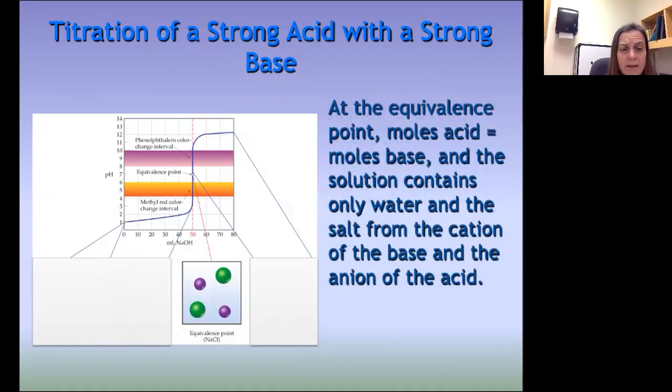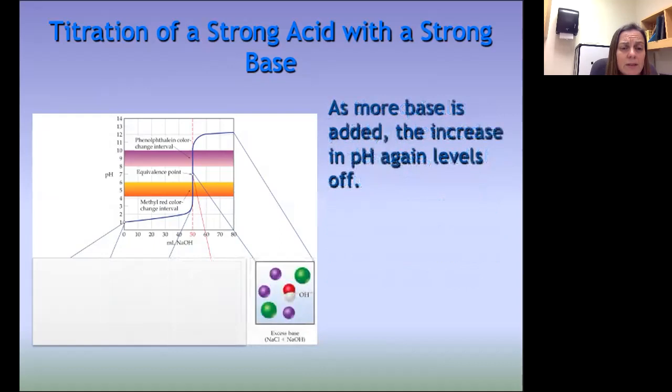As we move past the equivalence point, now we're going to start to see hydroxide ions. We still are going to have sodium ions and chloride ions, but the concentration of sodium ions is going to start to exceed the concentration of chloride ions, and we're going to start to have hydroxide ions, and that's what's going to control the pH of the solution, so the pH is going to level out. At this point, the pH of the solution is determined only by the concentration of the excess strong base. So we can use stoichiometry to calculate the pH here.